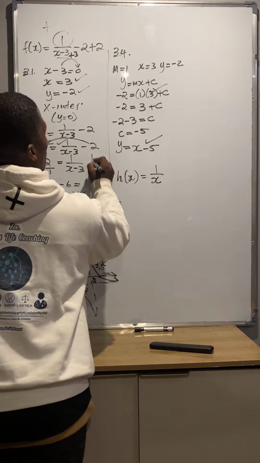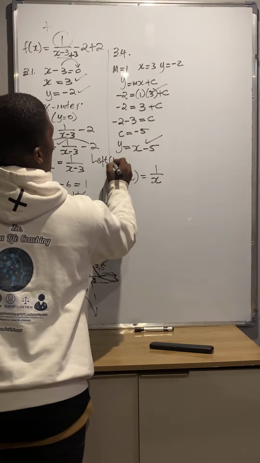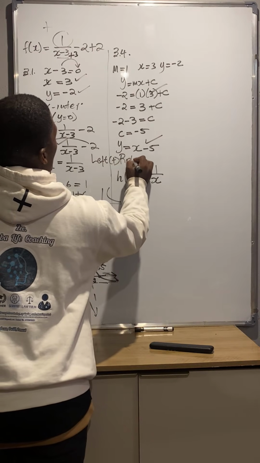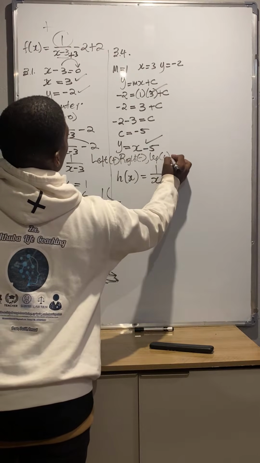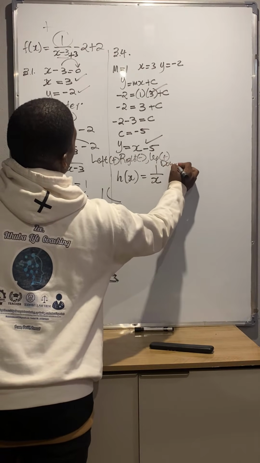So therefore remember, family, left positive, right negative, up positive, down negative. Okay.